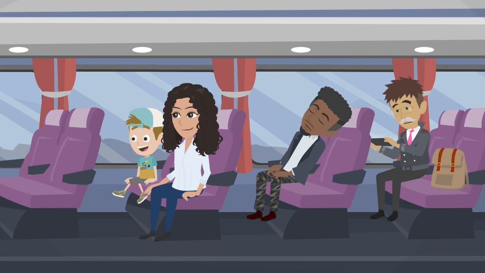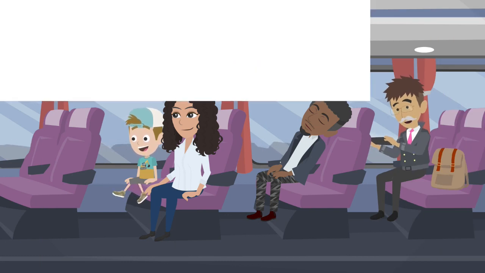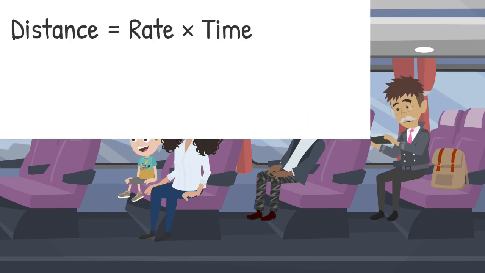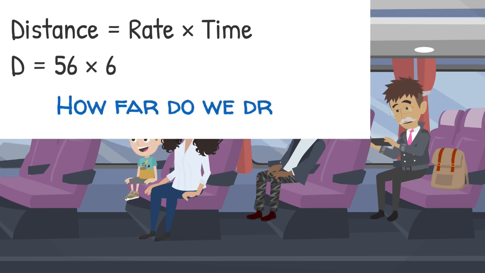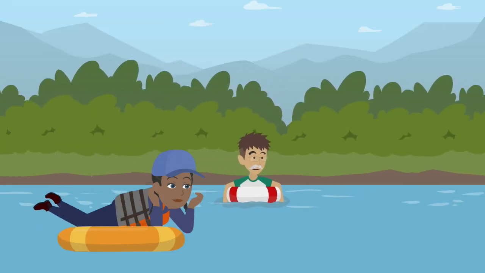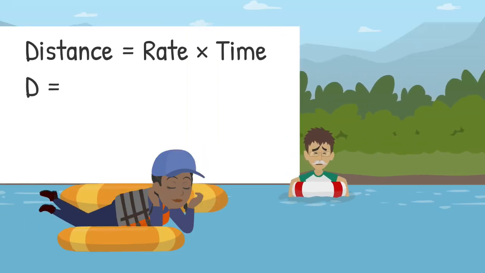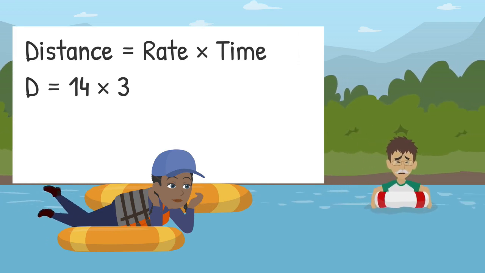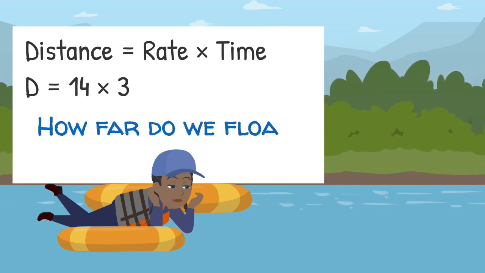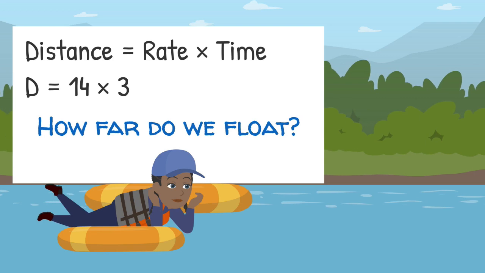I take a bus for 6 hours deep into the jungle outside the city. The bus driver drives at 56 miles per hour. How far do we drive? There, I go whitewater rafting. The raft moves quickly at 14 miles per hour. How far do we float in 3 hours?